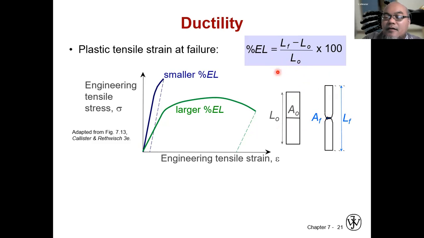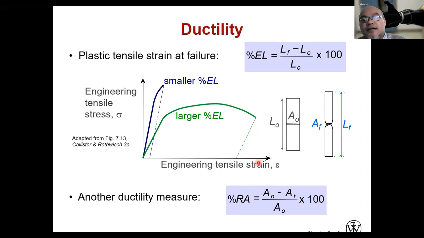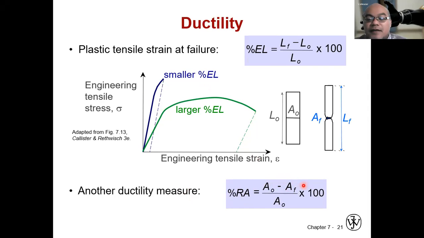A material which has high ductility can be deformed to a larger value compared to a material which has low ductility. Low ductility means the material is fragile. Fragility is the opposite of ductility. Besides length, ductility can also be measured from the cross-sectional area: A_0 minus A_final divided by A_0, times 100.